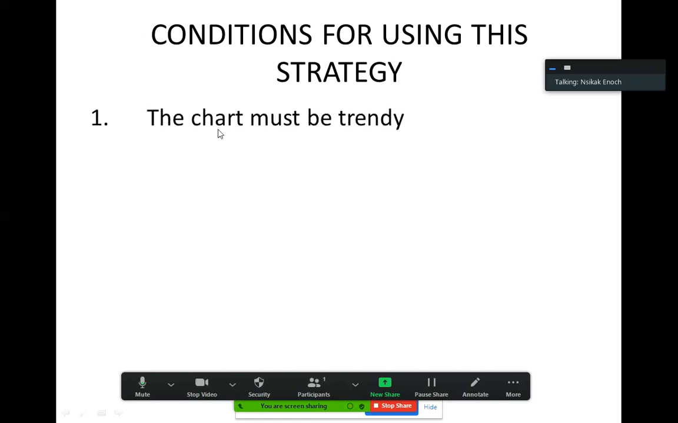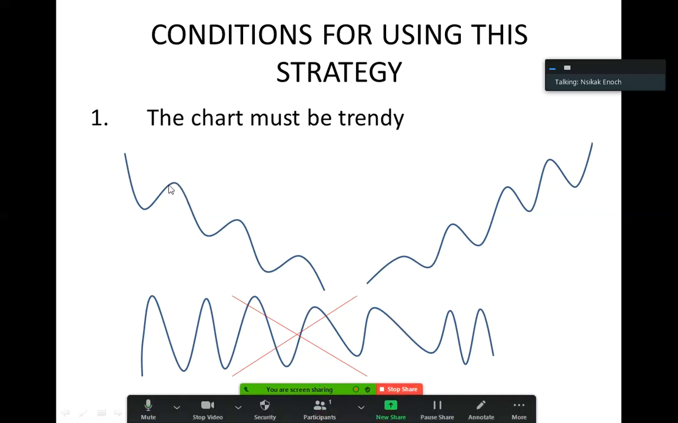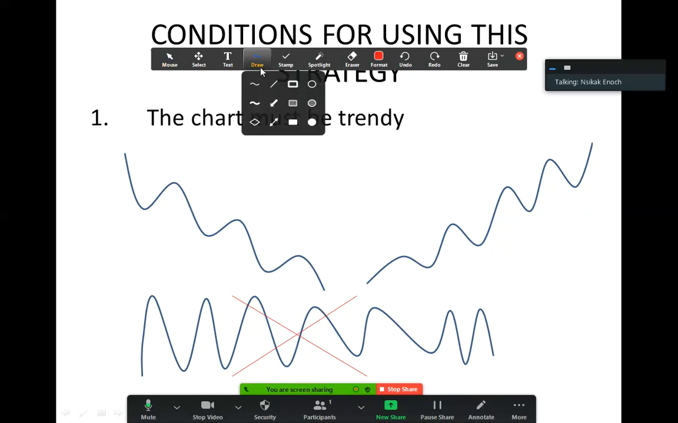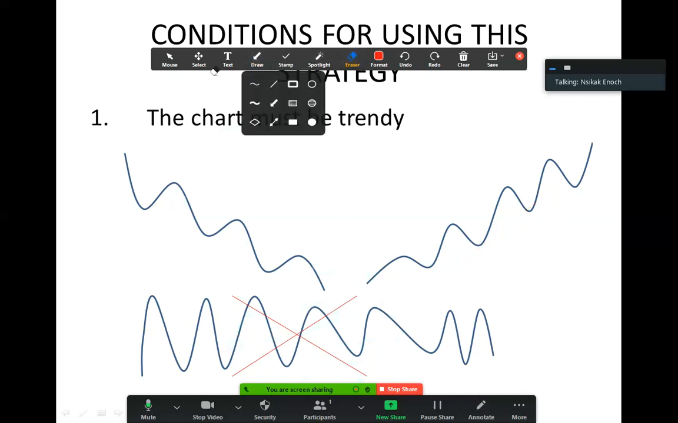Okay, so now what are the conditions for using this strategy? Number one, the chart must be trendy. Make sure that the chart is trendy. So when the chart is trendy, we have something like this. This is a downtrend, this is an uptrend, not this. The market here is not trending. So avoid trading ranging markets. Okay, this is a downtrend, this is an uptrend, then this is ranging. So avoid using this strategy on ranging markets. The strategy will not work on a ranging market.